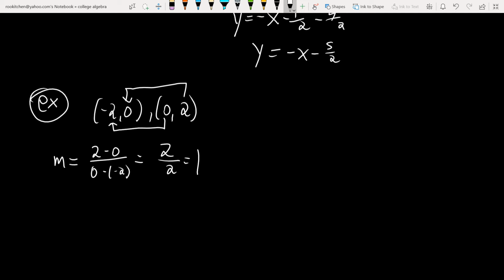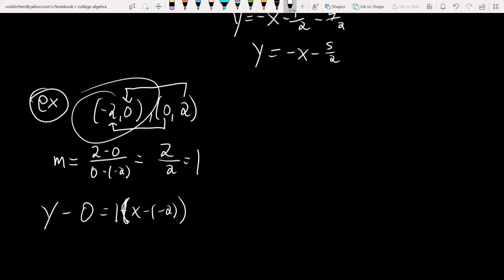Then I'll go to my point-slope form. So y minus, and you could use either point, you'll get the same answer. I'll just take the first point. So y minus 0 equals 1 times x minus negative 2. Okay? So I get y is 1 times x plus 2, and then y is x plus 2. Okay? Let's look at another one like this.